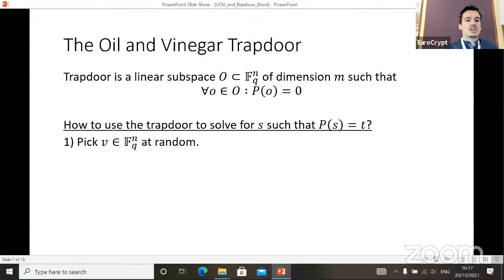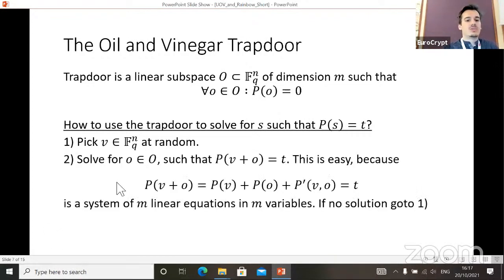You start by just picking a random input, which of course will not be a pre-image, but then you can solve for some correction term in this oil space such that P of V plus O is your target. And you can do this because you can write this P of V plus O like this. So this is always the case for a quadratic function.